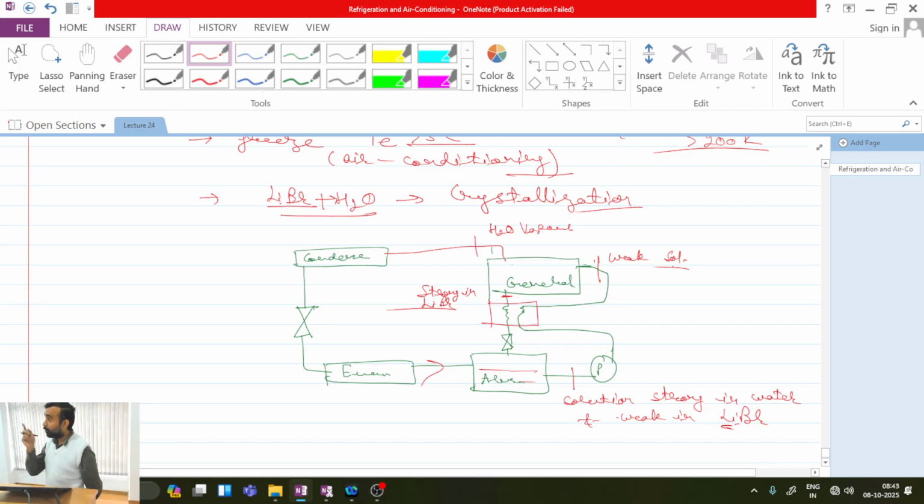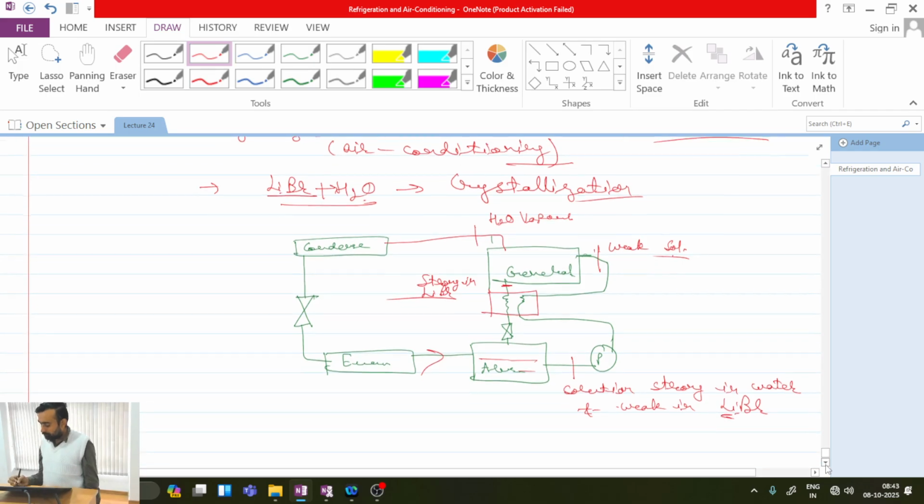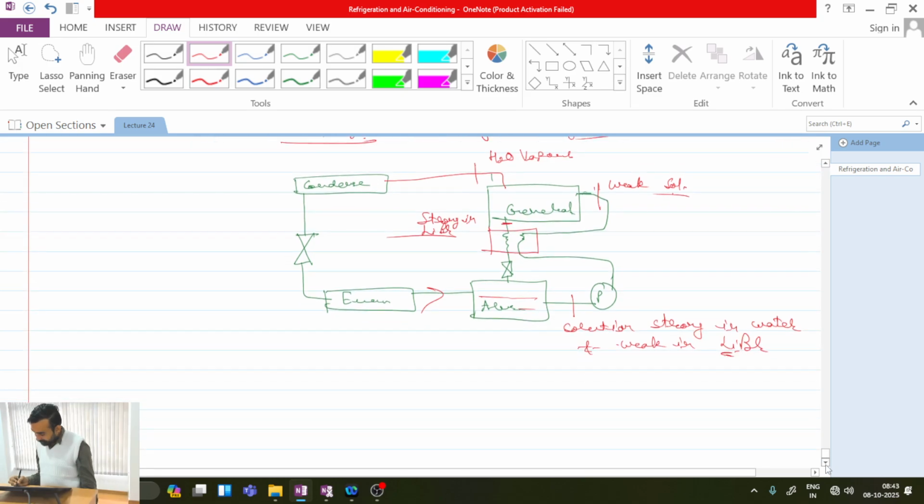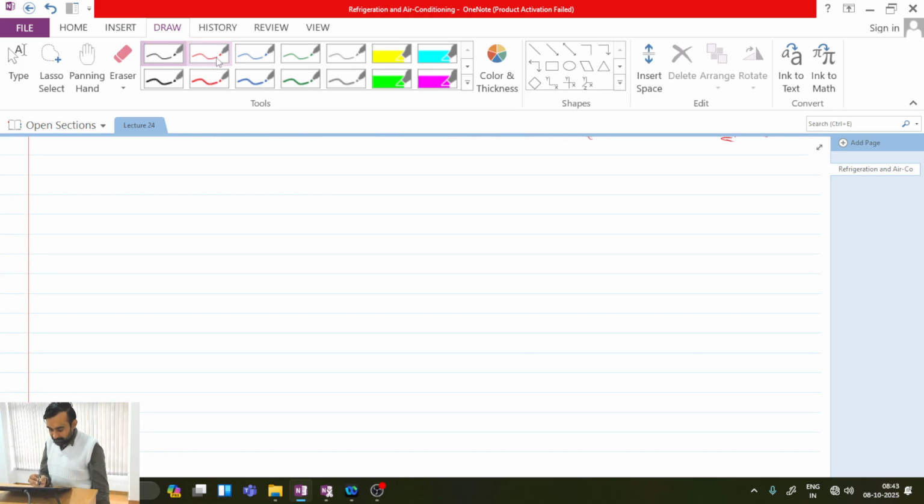Here water is refrigerant, lithium bromide is absorbent. So vapor will be of water. So please read this carefully. Here water will be acting as refrigerant and lithium bromide will act as absorbent. Is this one clear? And typical applications of this system are in air conditioning applications.